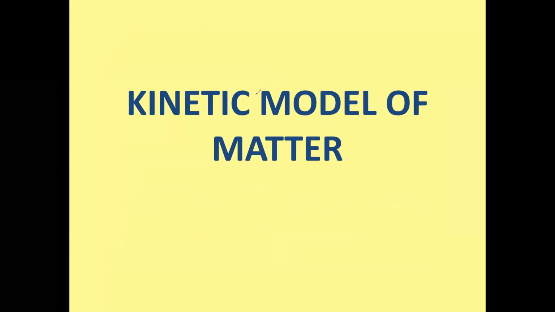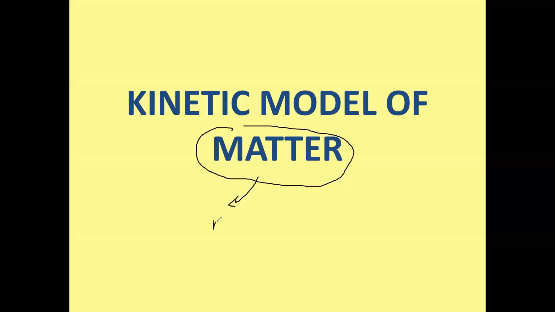First, a kinetic model of matter. What is matter? Anything which has mass and occupies space, or has a volume. We call that substance matter. And we have three states of matter: solid, liquid and gas.